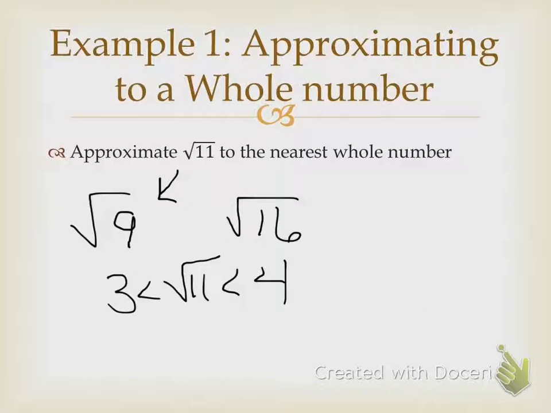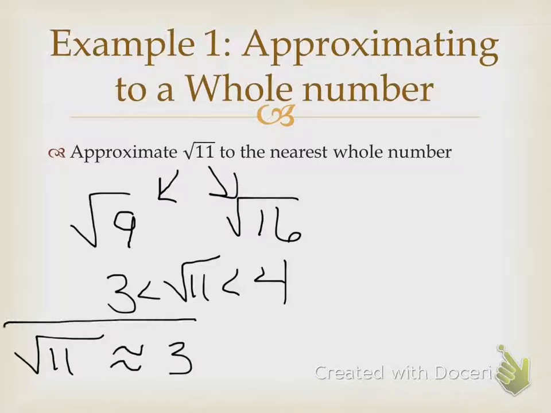It's somewhere in that range, but it's closest to what number? It's closest to 3. The square root of 11 is closest to 3 because 11 is only 2 units away from 9. It's 5 away from 16. It's not exactly 3, but it's closest to that number. So I would say the square root of 11 is approximately 3. That's how I would approximate to the nearest whole number.